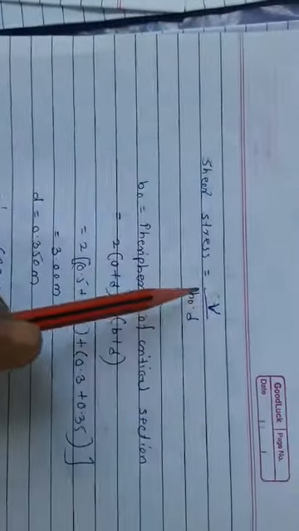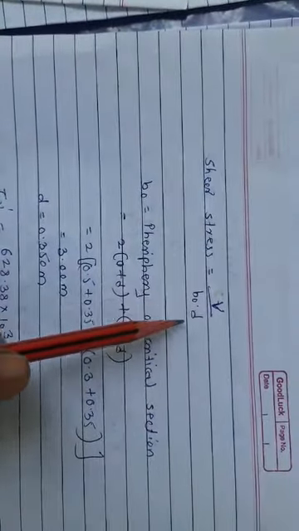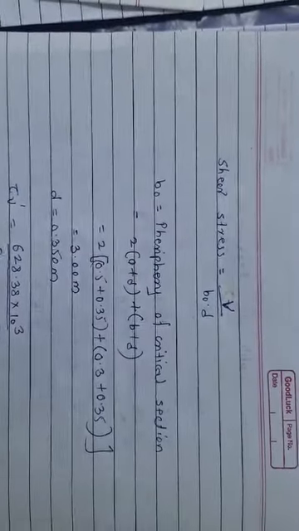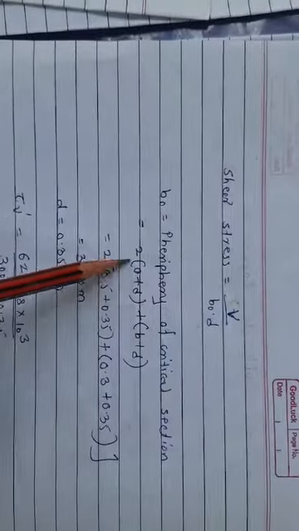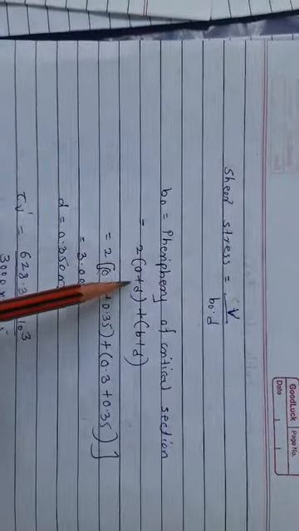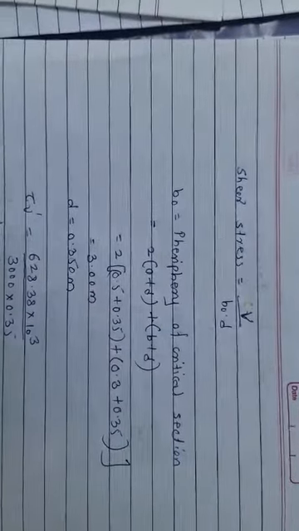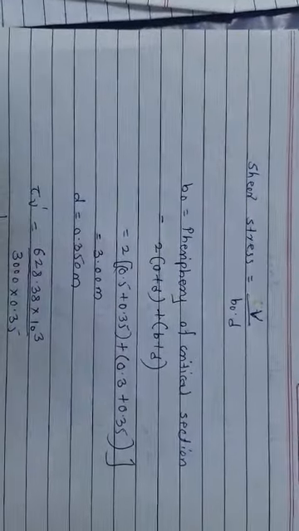Then go for the calculation of the shear stress. Shear stress is given as shear force divided by B0 into D, and this B0 is nothing but the periphery of your critical section, which is given by the relation: the periphery of the section is 2 times (A plus D plus B plus D).